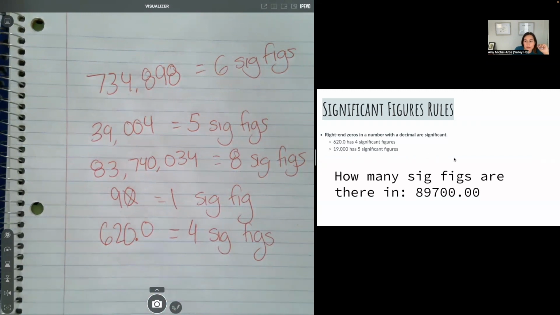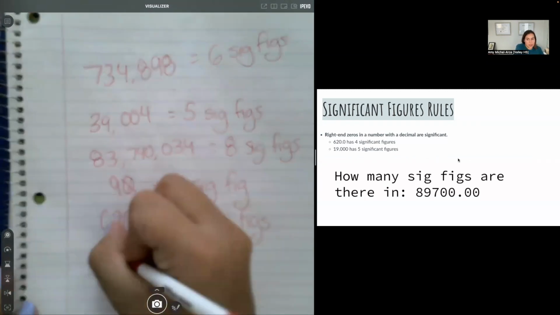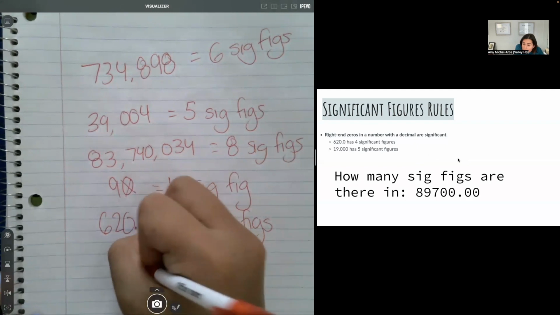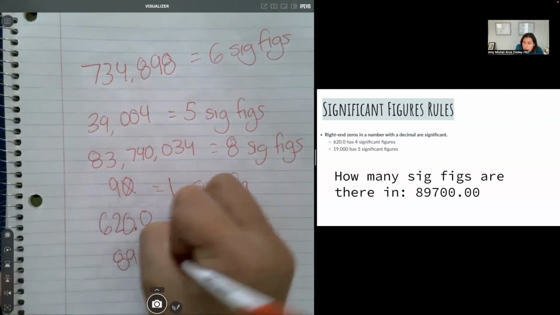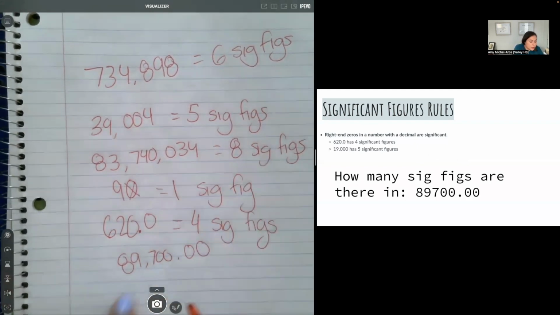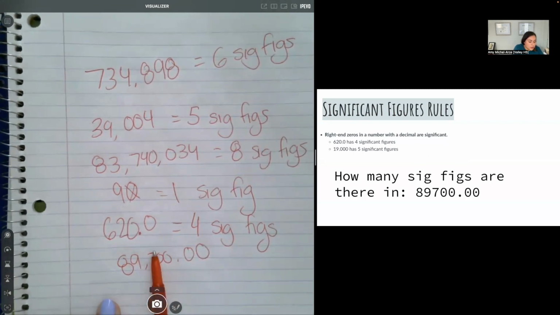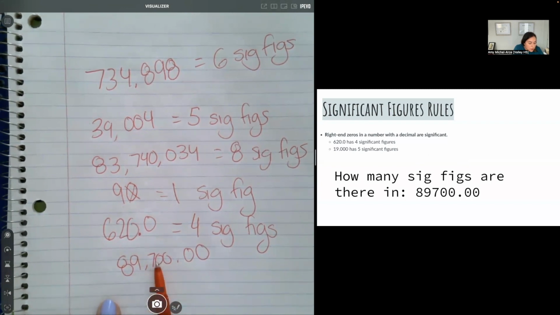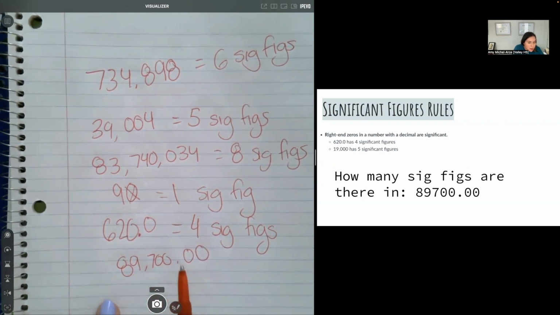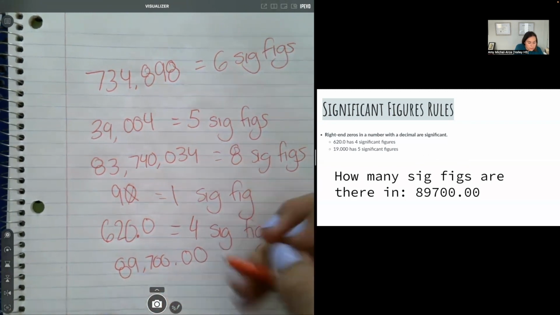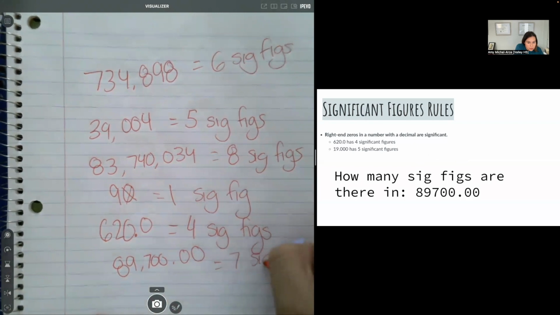So how many significant figures would there be in 89,700.00? 8, 9, and 7, that's 3 significant figures. This decimal makes these zeros matter. So 3, 4, 5, the zeros after also count. So there's 5, 6, 7. 7 significant figures.